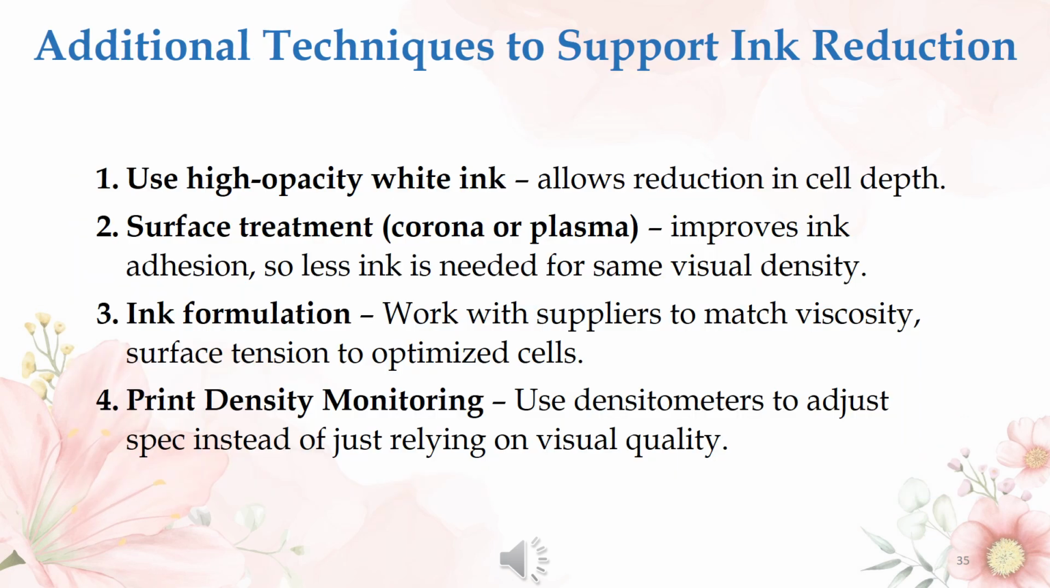Some additional techniques to support ink reduction. 1. Use high opacity white ink, which allows reduction in cell depth. 2. Surface treatment: corona or plasma treatment improves ink adhesion, so less ink is needed for the same visual density. 3. Ink formulation: work with suppliers to match viscosity and surface tension to optimize cells. 4. Print density monitoring: use densitometers to adjust spec instead of just relying on visual quality.